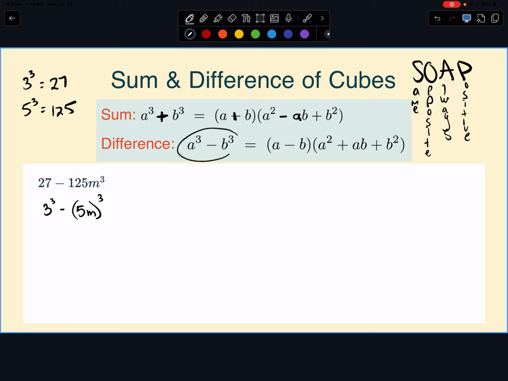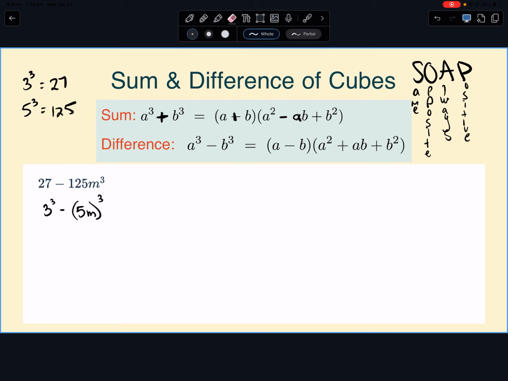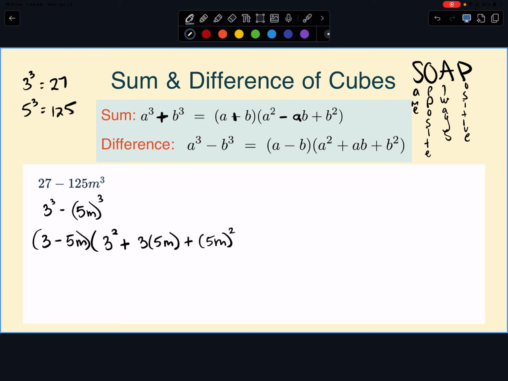Now we have it in this format: something cubed minus something cubed. So we can take those somethings. The a is the 3 and the b is the 5m, and follow the pattern. We have 3 minus 5m, because it's the same sign, times 3 squared, opposite sign, 3 times 5m, always positive, 5m squared. And we can simplify that trinomial and raise those terms to powers.